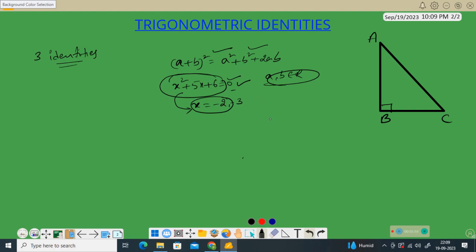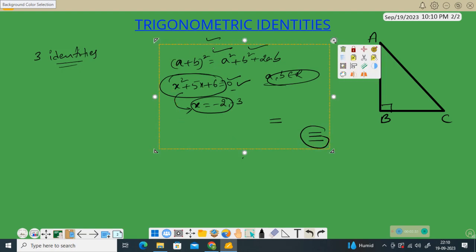For an equation we use the equal symbol like this. For an identity we use three horizontal lines. This is the identity symbol. Now coming to trigonometric identity: an identity involving trigonometric ratios is called a trigonometric identity. Now what are the trigonometric identities and how can we find them? Let us discuss that.